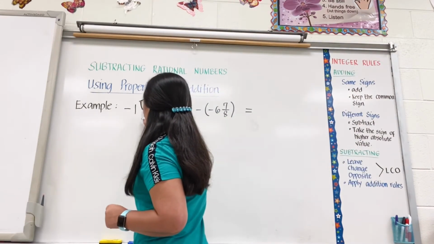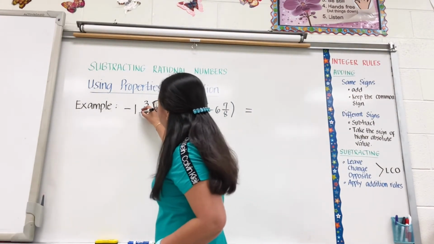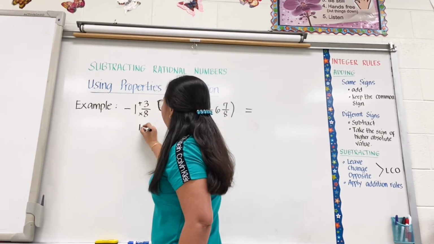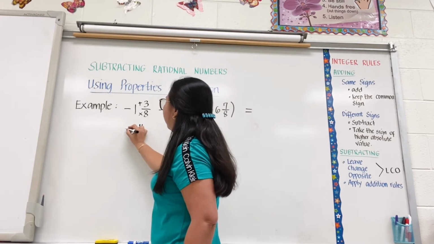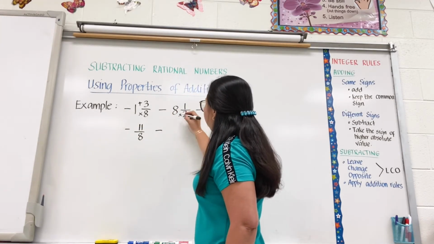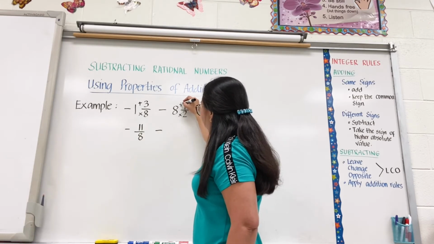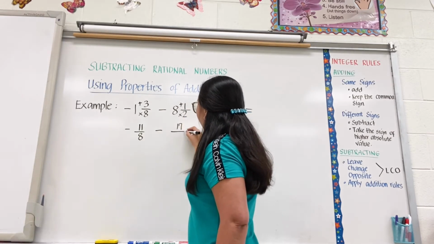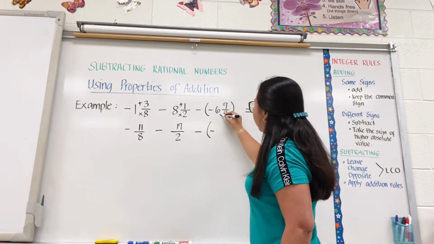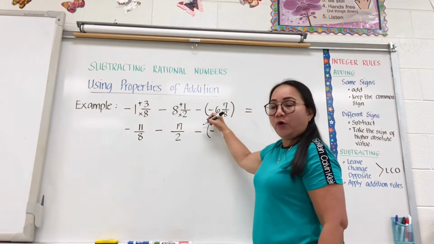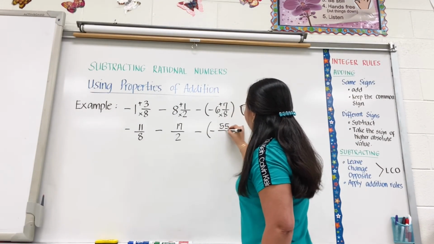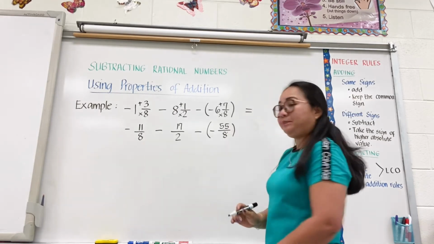So this one is 8 times 1 is 8 plus 3 is 11 over 8. Bring down the negative sign. Minus, this one is 8 times 2 is 16 plus 1 is 17 over 2. Minus negative, this one is 6 times 8 is 48 plus 7 is 55 over 8.